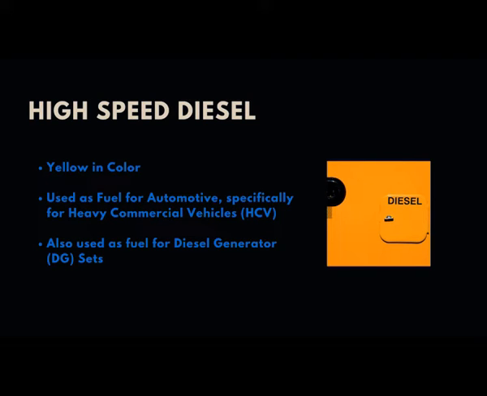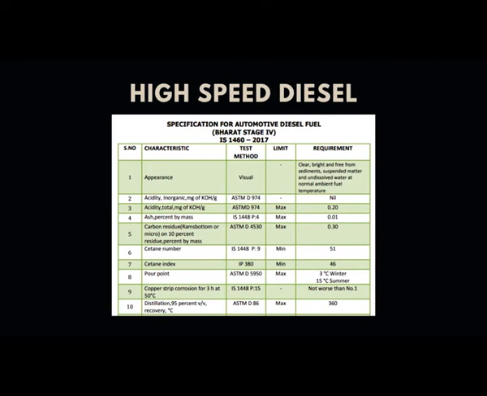The next product from the refinery would be the other fuel for vehicles, which is known as high speed diesel or HSD. HSD or diesel is yellow in color, and it is used as a fuel for automotive, specifically for heavy commercial vehicles. It is also used as a fuel for diesel generator sets, DG sets. The important test for diesel is the cetane number. Like how octane number is important for gasoline, cetane number is important for diesel. Then carbon residue is yet another important test.